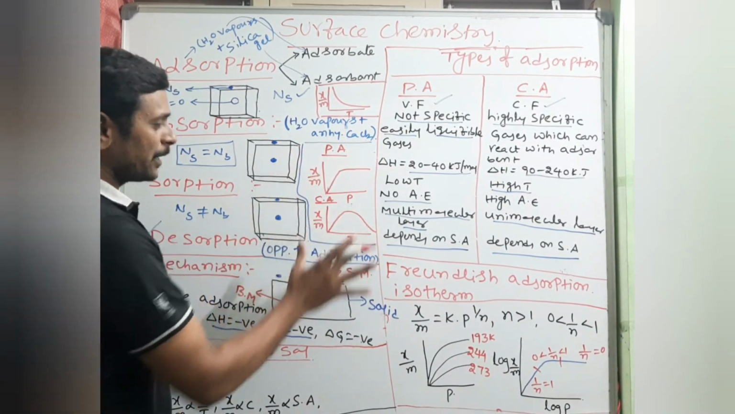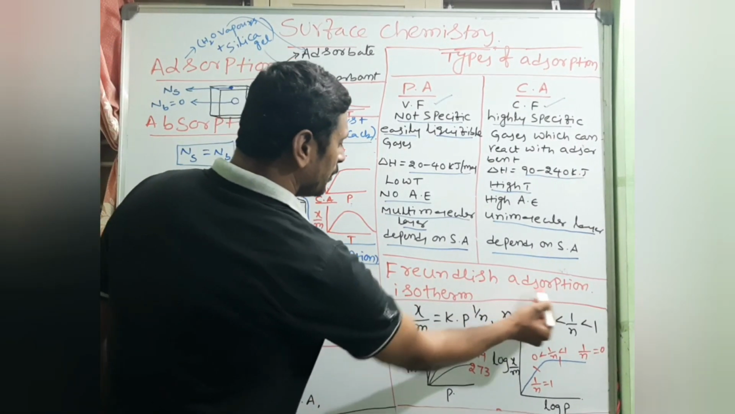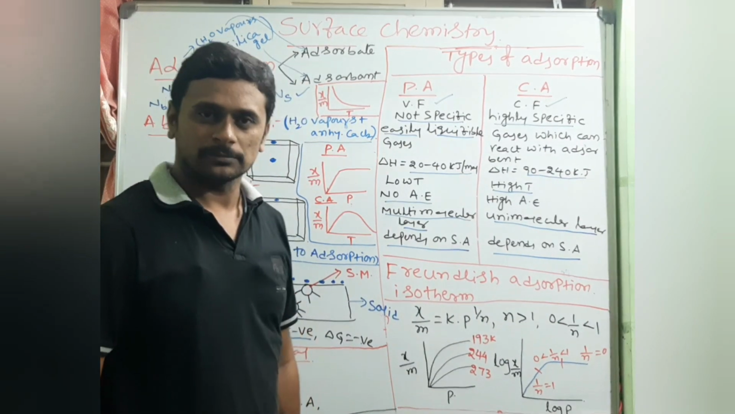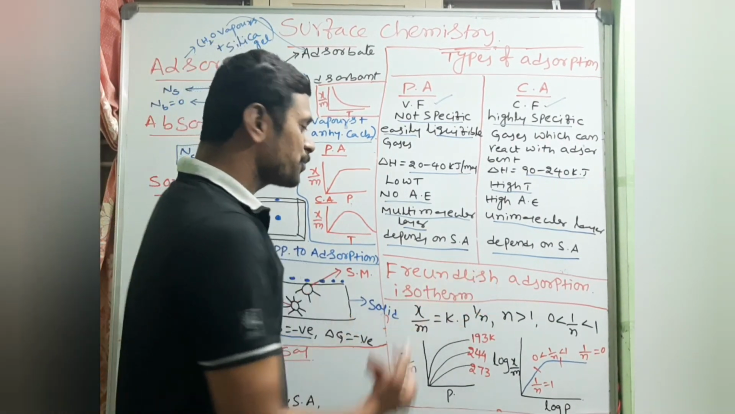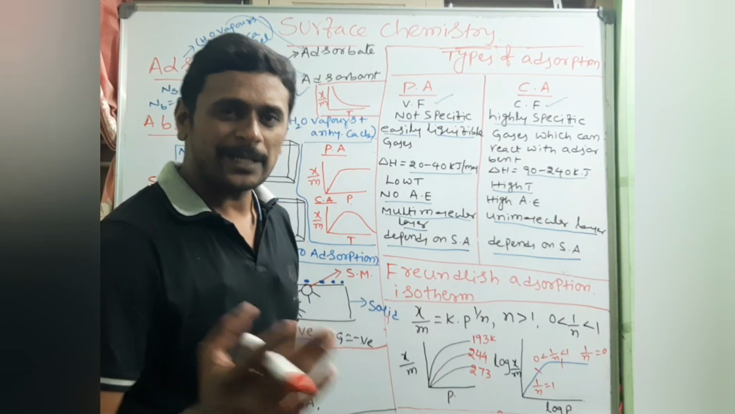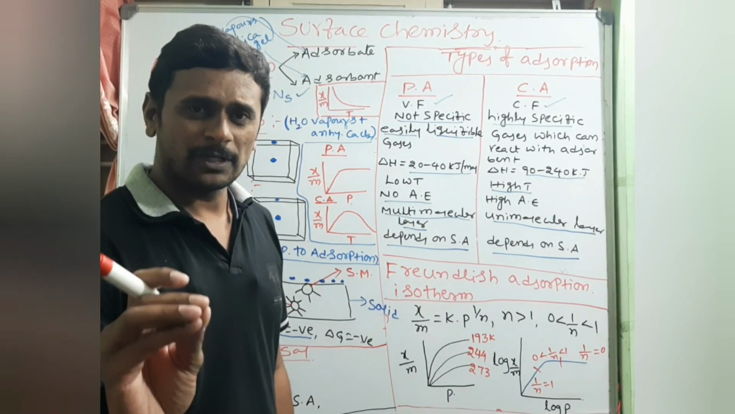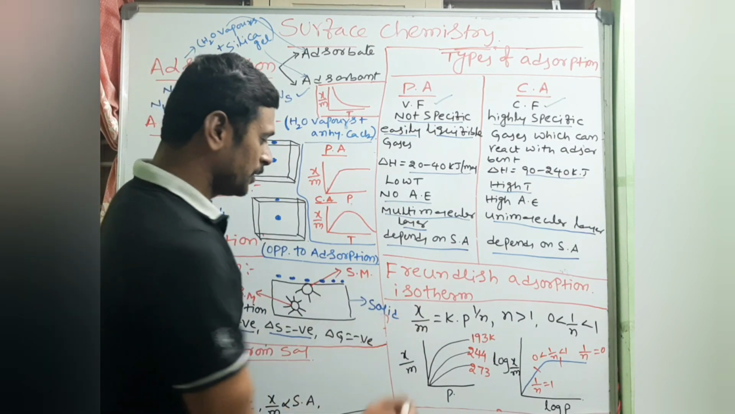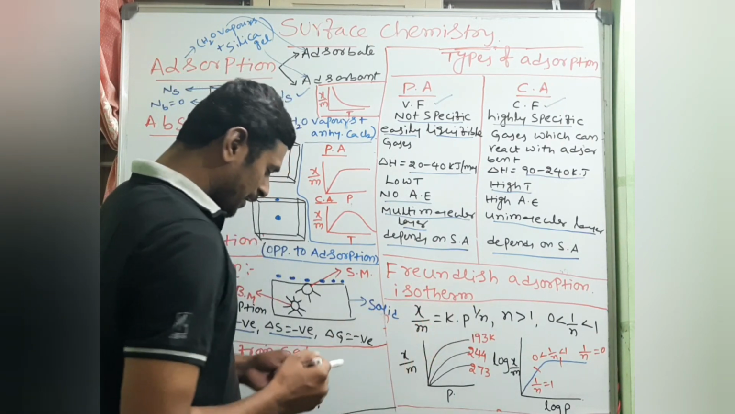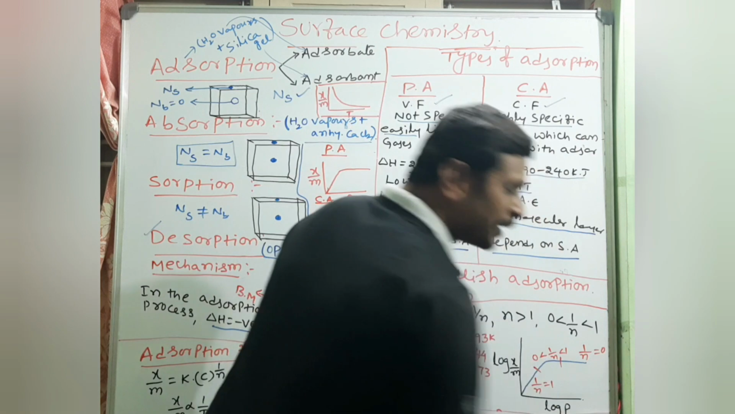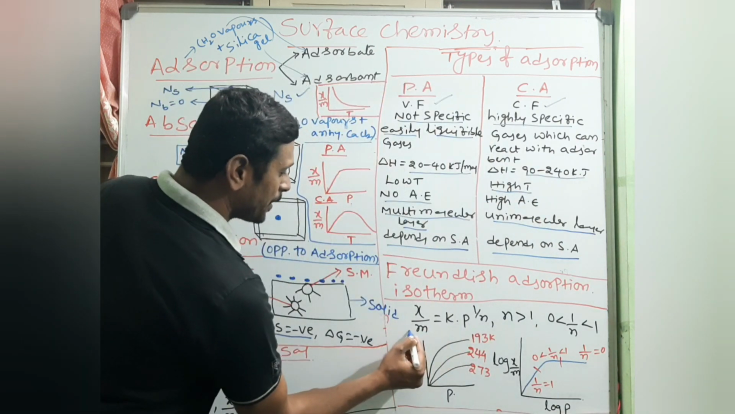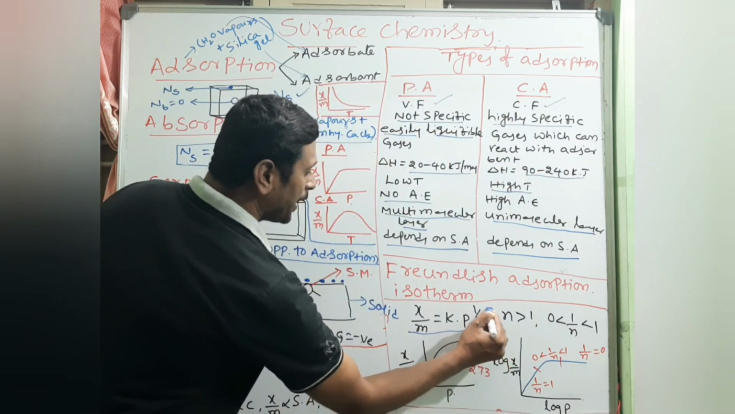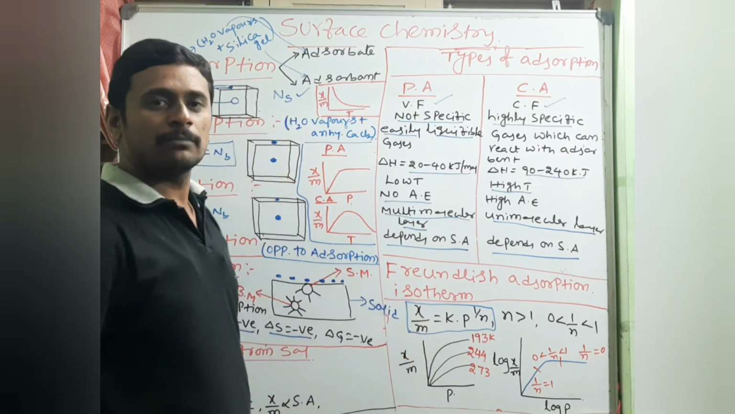Now, after completion of this, the next topic is Freundlich adsorption isotherm. This adsorption isotherm explains the effect of pressure on adsorption. The scientist Freundlich gave a mathematical relation, that is x by m is equal to k into p to the power of 1 by n.